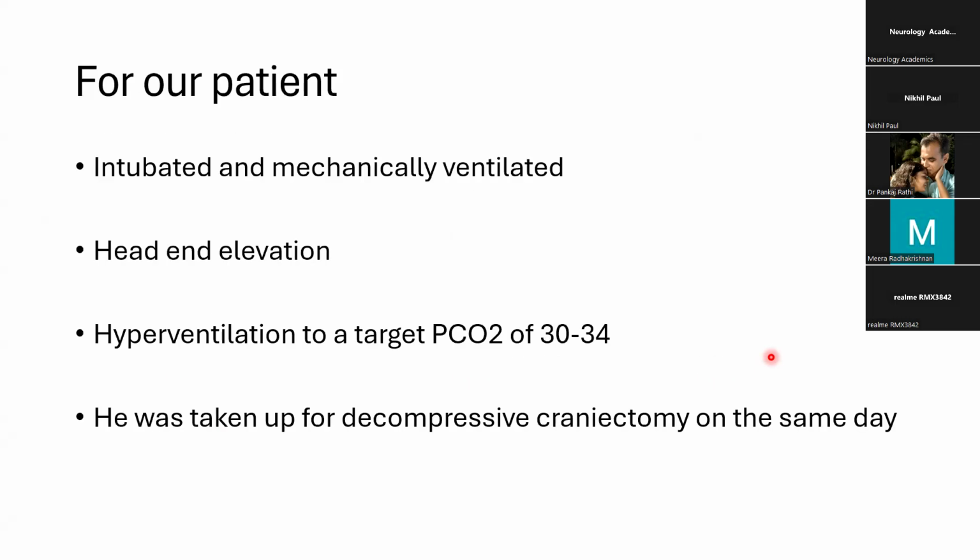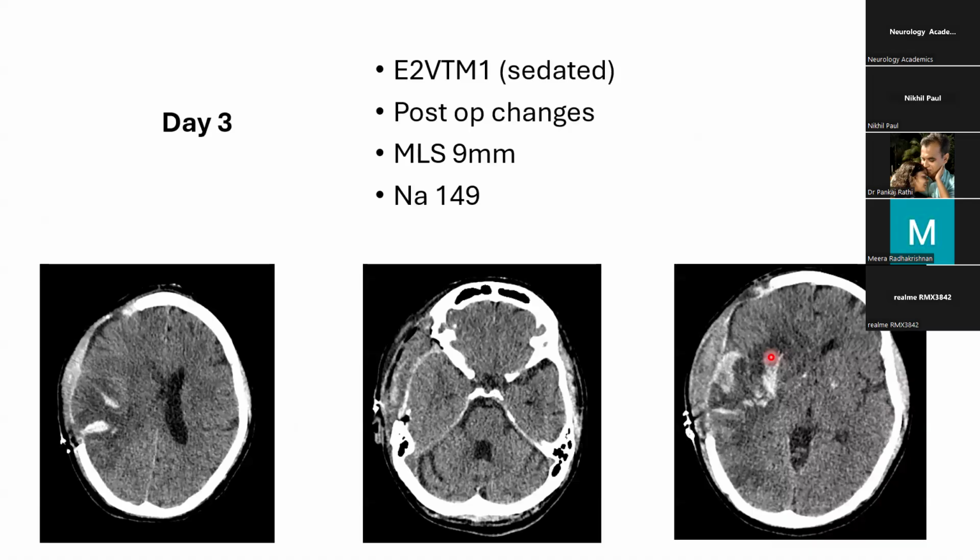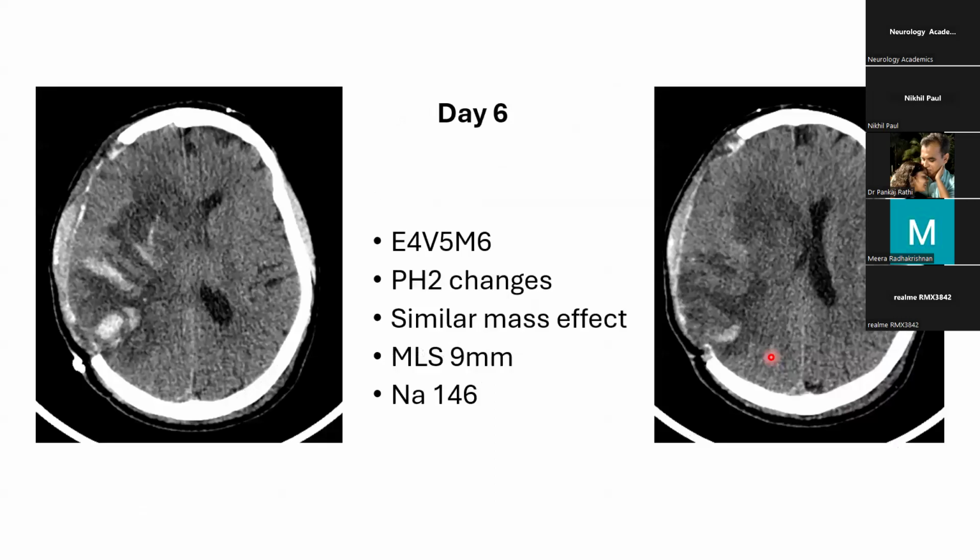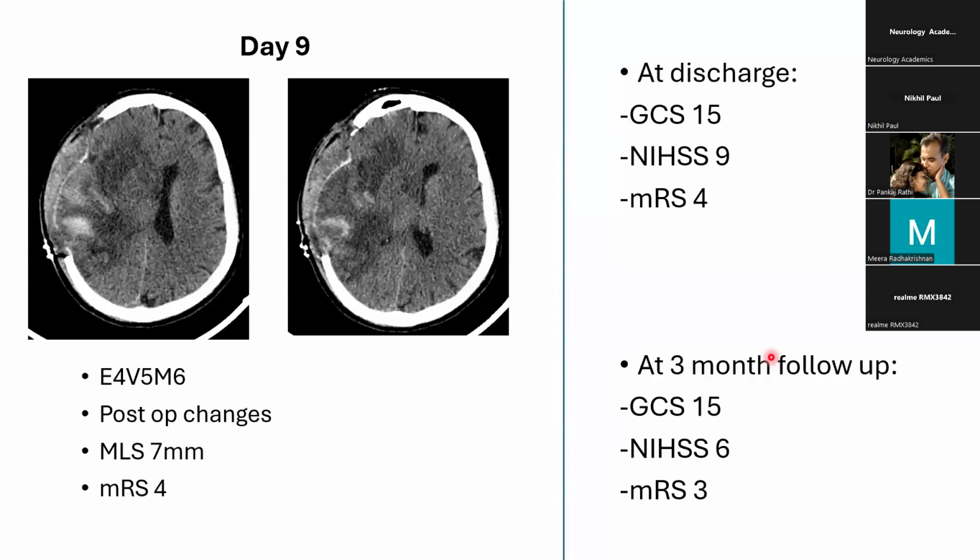So for our patient, we intubated and mechanically ventilated him. Head elevation was done. Hyperventilation was done for a target PCO2 of 30 to 34. And on the same day, he was taken up for decompression. These were the post-op images. He was sedated, E2 VTM1, with a midline shift of 9 mm. Hyperosmolar therapy was continued. The sodium was 149. On day 6, sodium was 146, with PH2 changes, and the sensorium actually became full, E4, V5, M6.